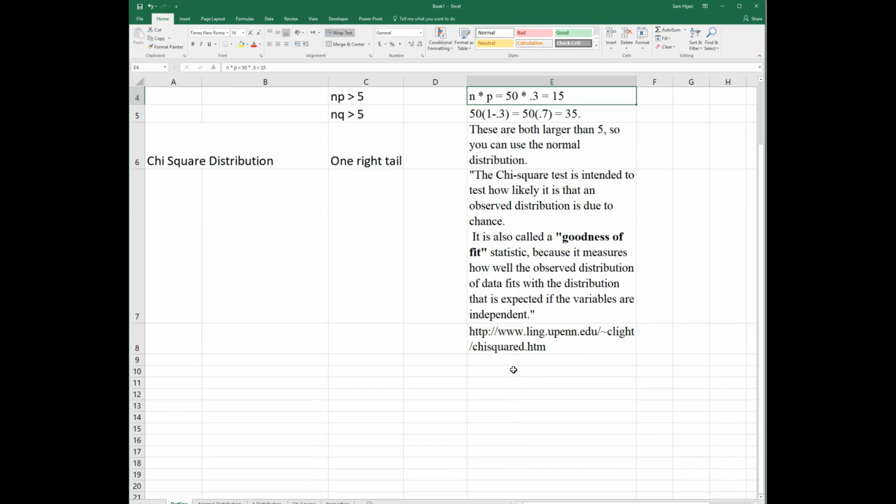The chi-square distribution is one right tail. It's very interesting to know that the chi-square test is intended to test how likely it is that an observed distribution is due to chance. Also, it's called goodness of fit statistics. It measures how well the observed distribution of data fits the distribution that is expected.